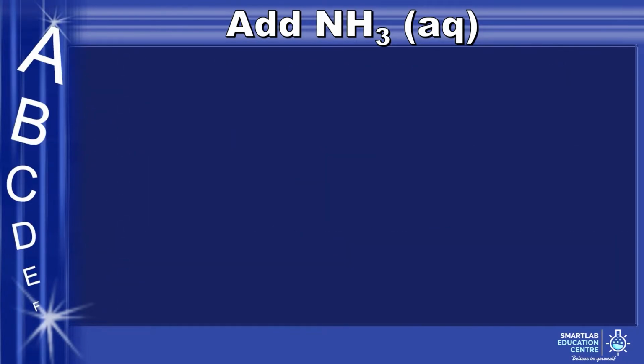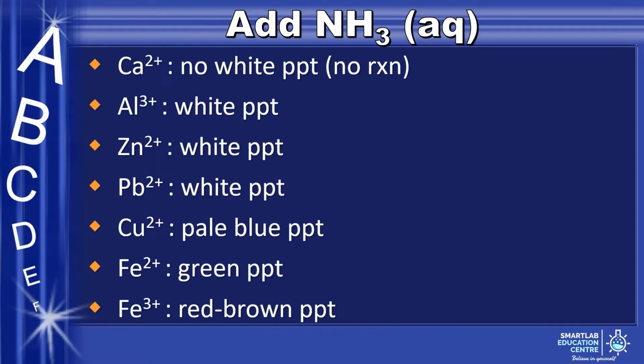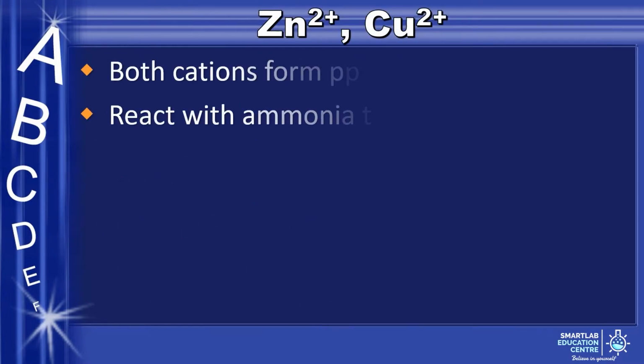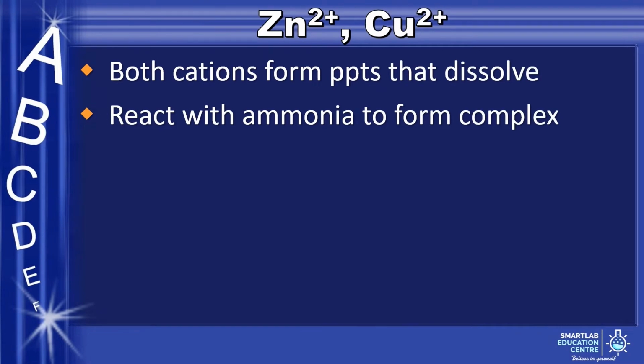And here is the list of what precipitate would be formed when ammonia is added to cations. Zinc and copper are the two cations that form precipitates that dissolve in excess ammonia as it forms complexes as exhibited in the equations below.